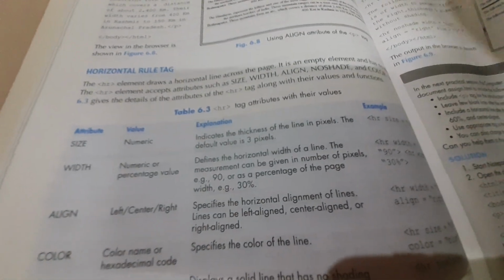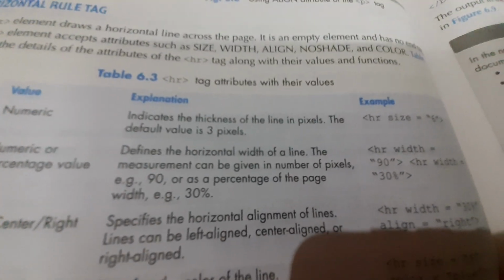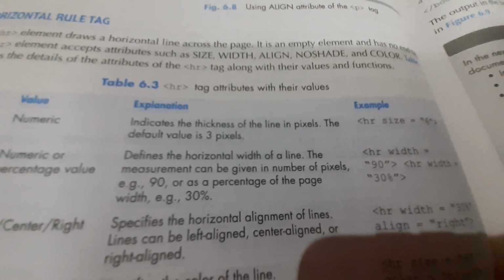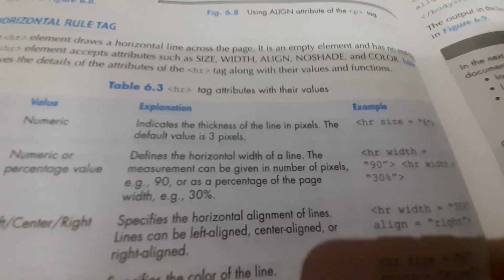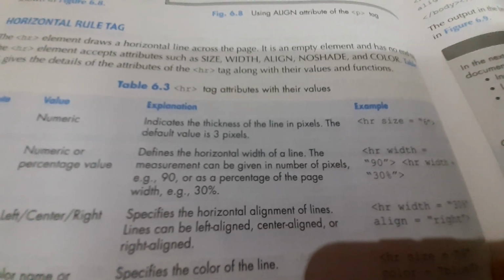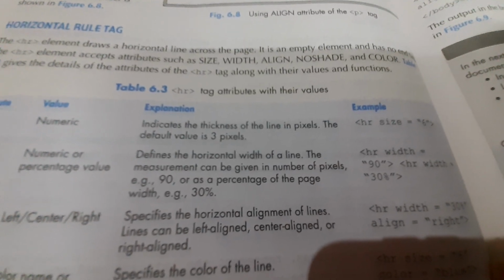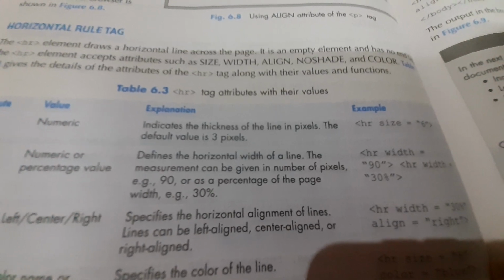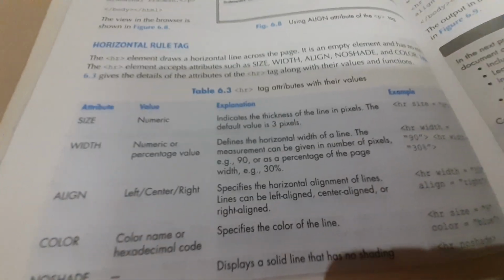The first attribute is size. It always contains a numeric value. It can be an integer value. This size attribute is used to indicate the thickness of the line in pixels. You can see the example: HR size is equal to 6. It means it will increase the thickness of the line by 3 points extra, because the default size is 3 pixel.